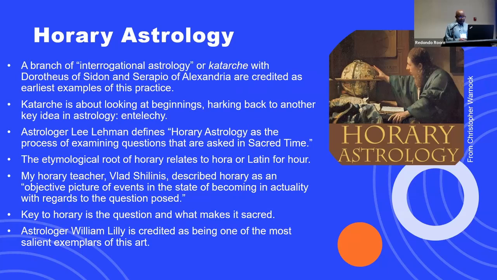And horary, and I like Lee Lehman's definition, horary astrology is a process of examining questions that are asked in sacred time. So there is a certain sacredness, a certain approach that you have. My horary teacher described it as the objective picture of events in the state of becoming in actuality with regard to the question or the issue posed. Key to horary is the question and what makes it sacred in terms of the moment with it. Now, astrologer William Lilly is credited as one of the most salient exemplars of this particular art.